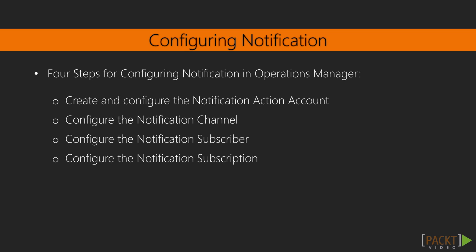The first step, you would create and configure your notification action account. Now, the notification action account is used to provide credentials whenever you send a notification. Now, the account must be created and configured by an administrator. So this involves creating a Run As account and then associating that Run As account with the notification Run As profile, the notification account Run As profile.